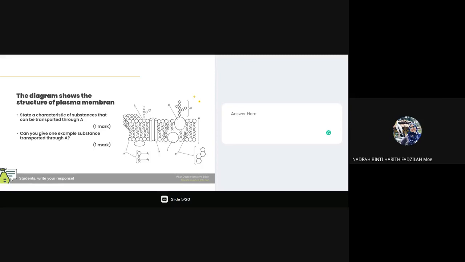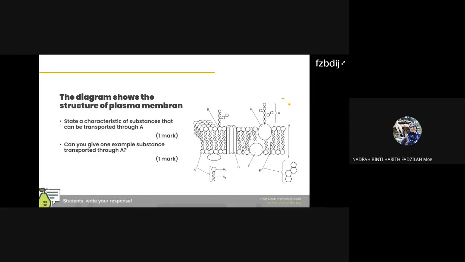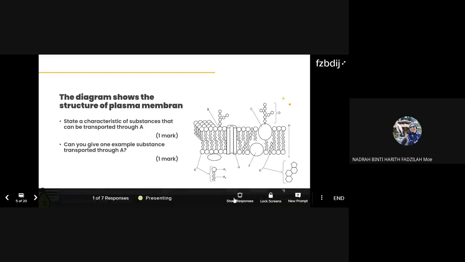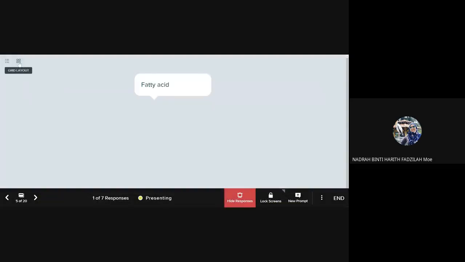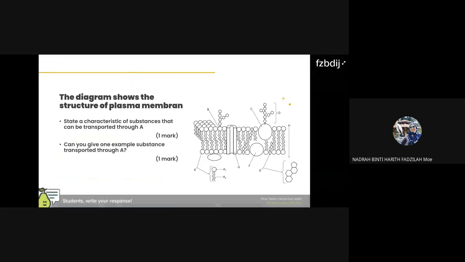So for this question, you can use the text function on the right side of the screen and start to answer. Okay, you start with characteristic first, yeah? What is the characteristic? And then baru kita bagi nama, kan? What is the name of the substance?